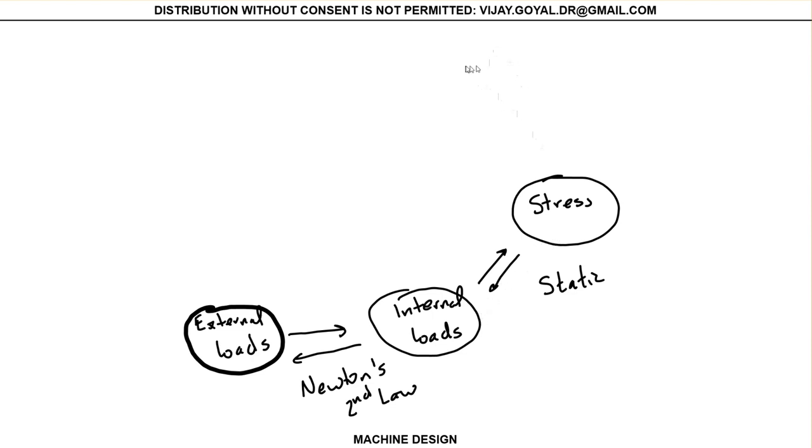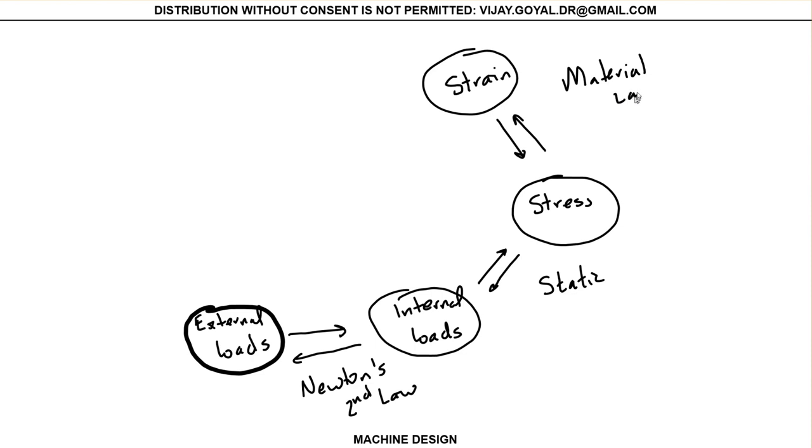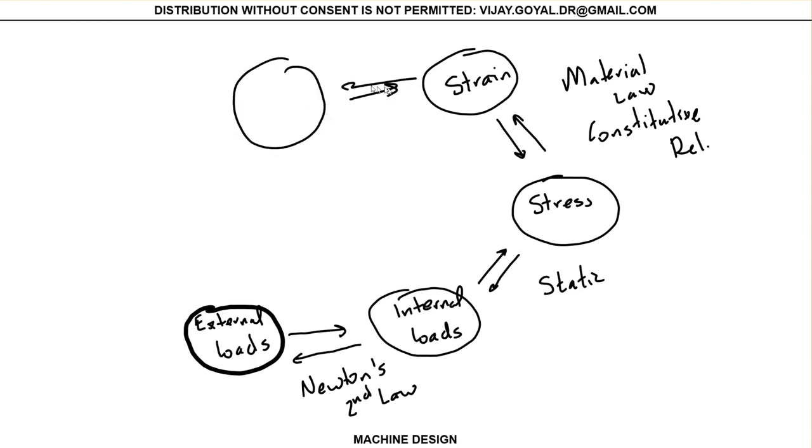Then, if we have our stresses, we can also find our strains in the problem, and we can also go both ways. This is what we call the material law, or the constitutive relationship. And from the strains, obviously going both ways, you are able to find your displacements.